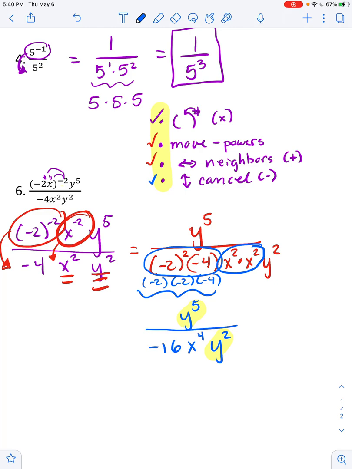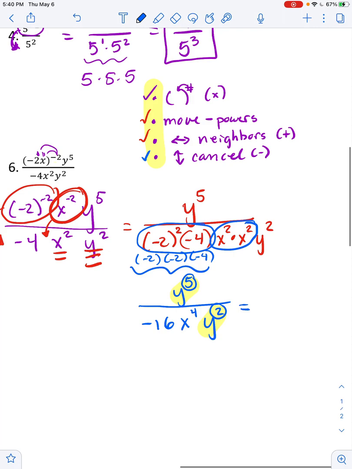So I have 5 y's on top, 2 on the bottom, and what we learned yesterday is that you find the difference. 5 minus 2 would leave me with 3. Since I had more to begin with up here, the extra 3's would be on top. The 3 extra y's would be on top. I have my -16 and my x to the 4 because 2 of these canceled 2 of these, leaving me with 3 extras on top.